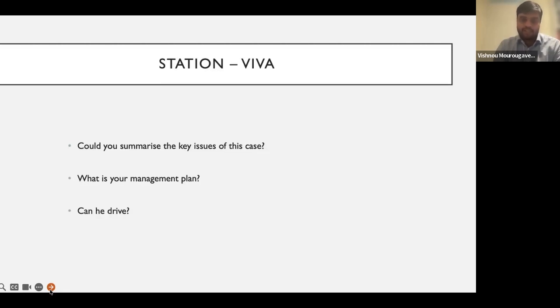Any questions on that? So that's sort of the structure of how a station would run. So they have all of this script and all of these questions already prepared for you. So you just have to hit them as you go along the history.